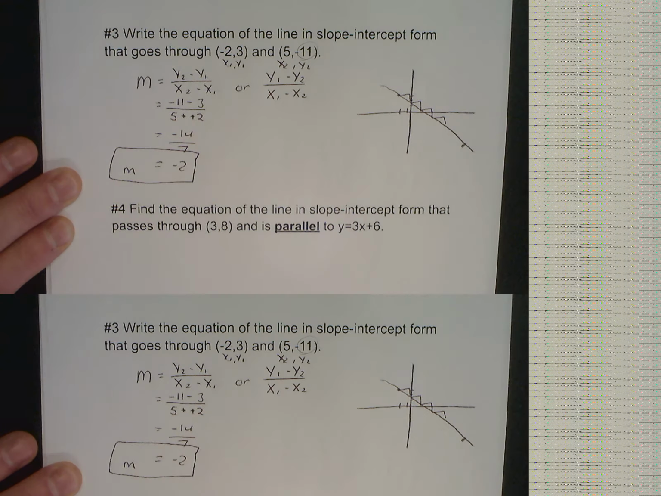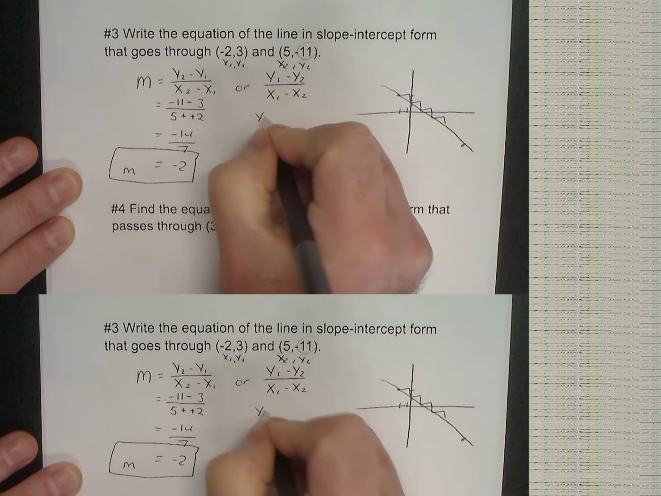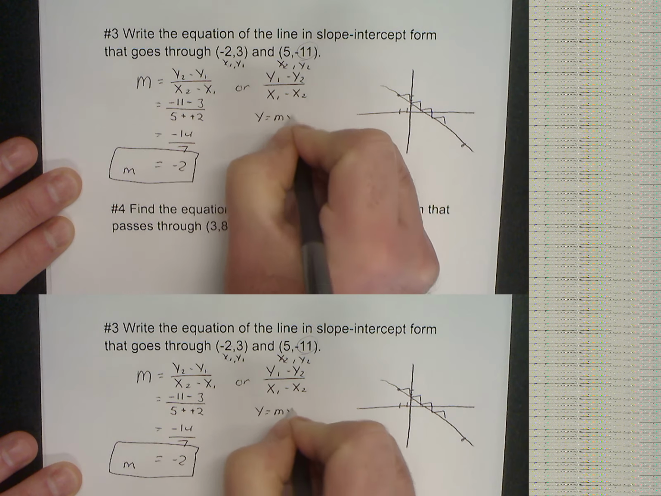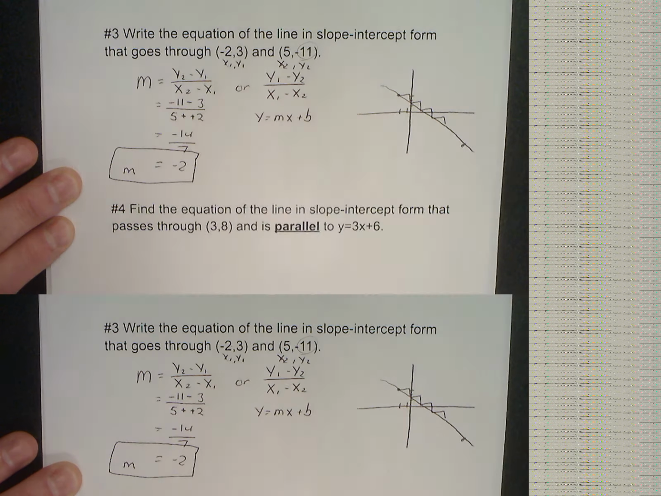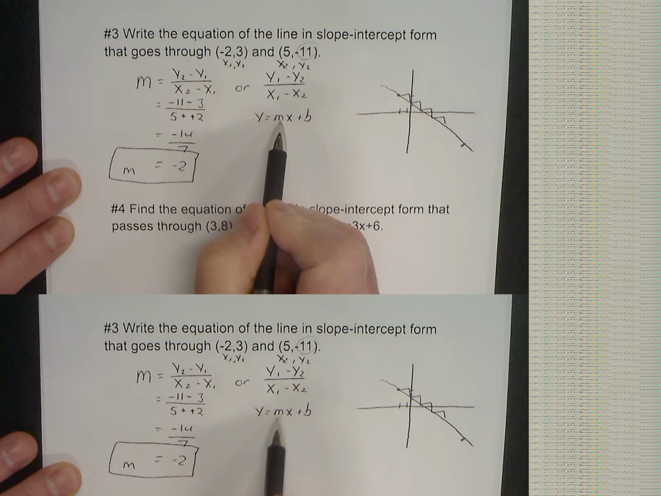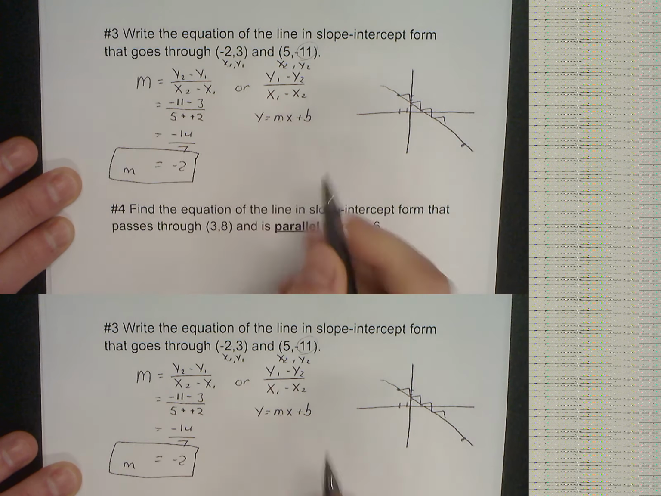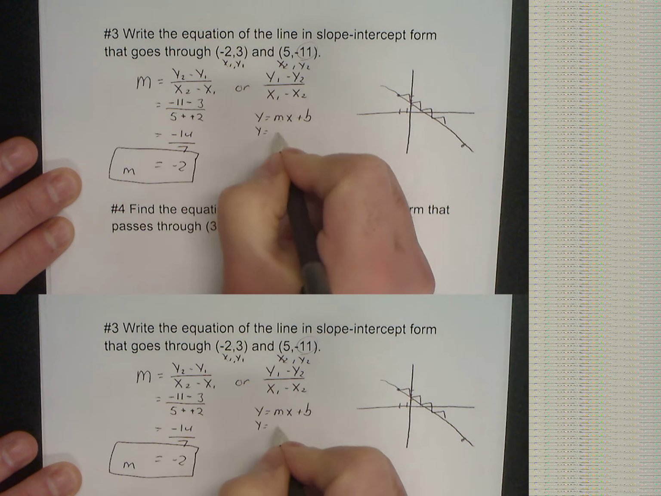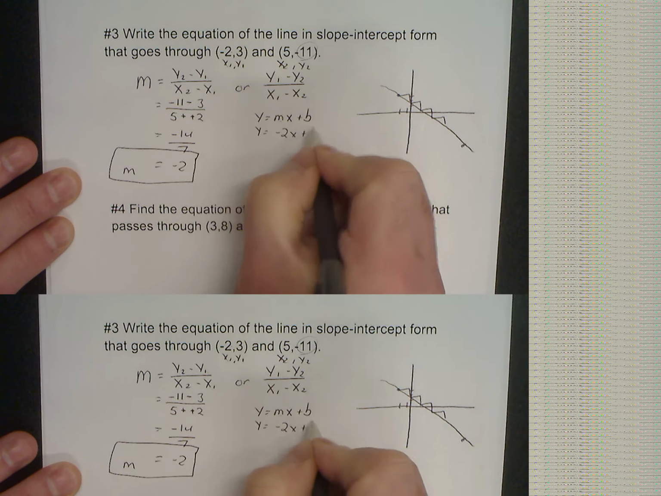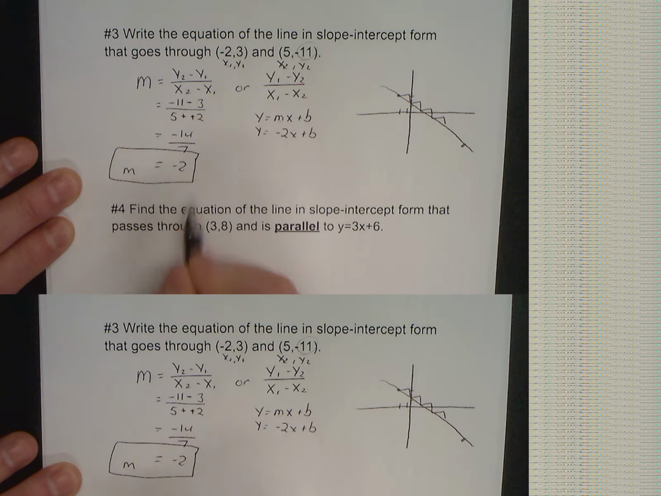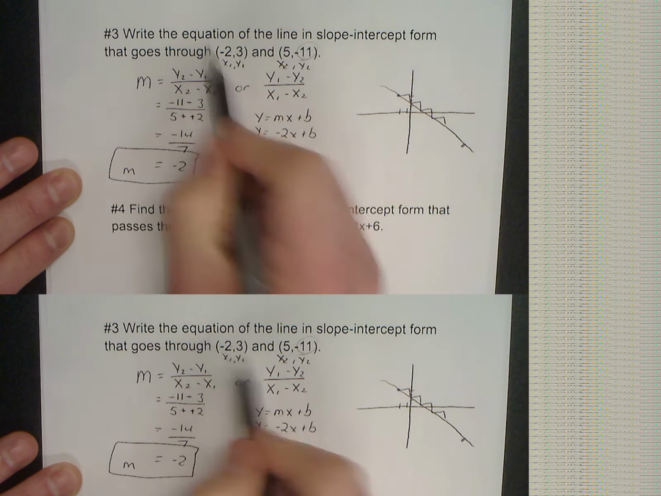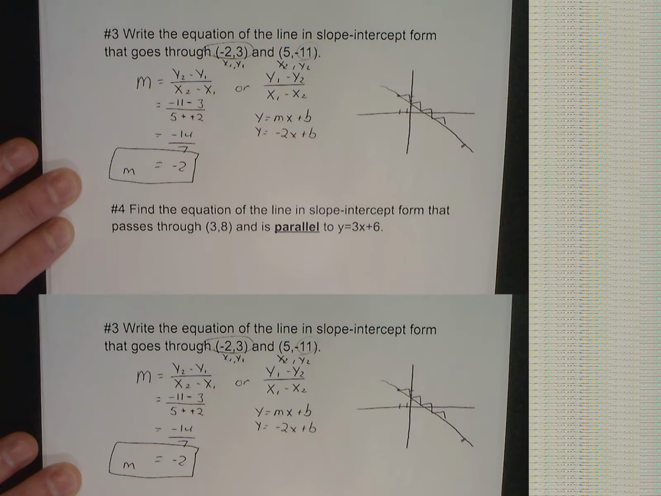That's my slope. Now, the next step, which is the critical part, I'm going to plug in y equals mx plus b, which stands for slope intercept. This is the slope. This is the y-intercept. Okay, so y equals -2x plus b. Remember, I found that slope was -2. Now I need to figure out what b is. Use any point you want. I'm going to use this one because the numbers are smaller.